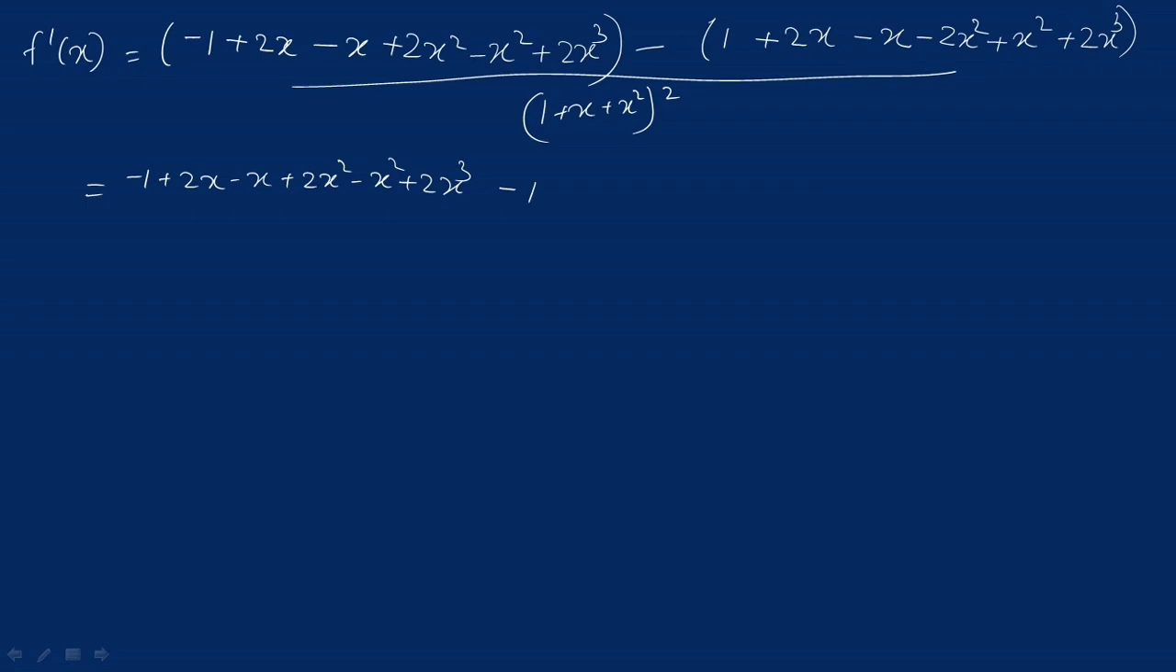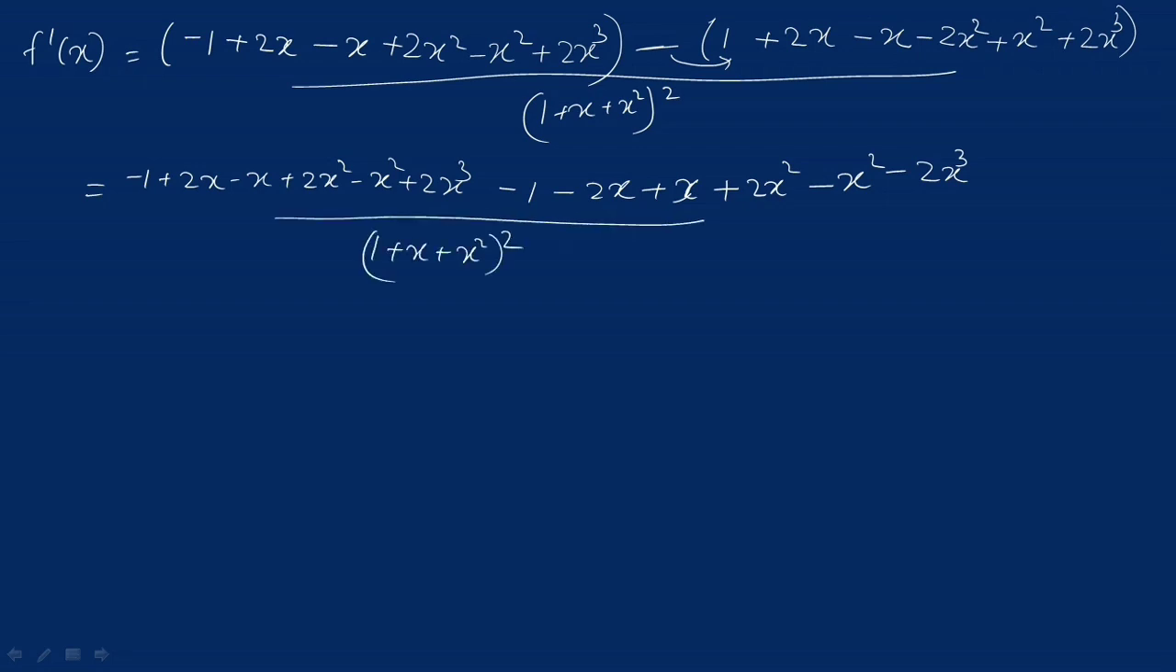Now removing the bracket and multiplying the negative into the second bracket. So we have minus 1 plus 2x minus x plus 2x square minus x square plus 2x cube minus 1 minus 2x plus x plus 2x square minus x square minus 2x cube, whole divided by 1 plus x square whole square. So by cancelling and solving the numerator, we have the remaining, that is minus 2 plus 2x square plus 2x square, that is plus 4x square.